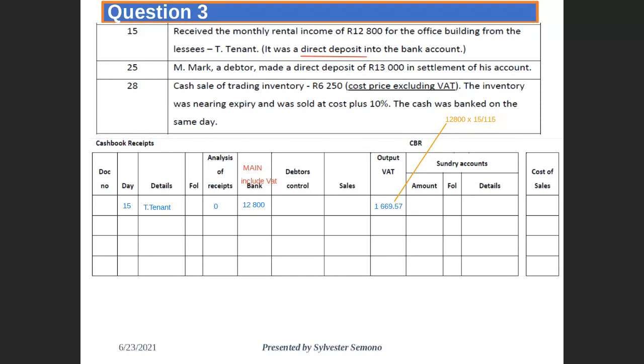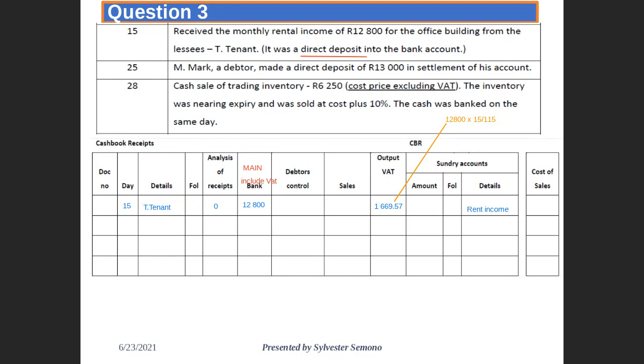Now, the reason why I say you must start with VAT is that immediately after finding VAT, the difference between the original amount and the VAT will give you the other amount. But before we go there, under which column must I record the other amount? Because now we've got an amount under bank and an amount under output. Sundries. McKay said sundries. I guess you're going to write rent income here. Rent income or rent receipt is up to you.